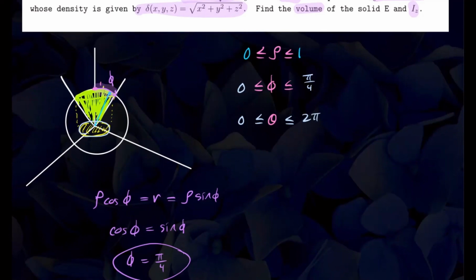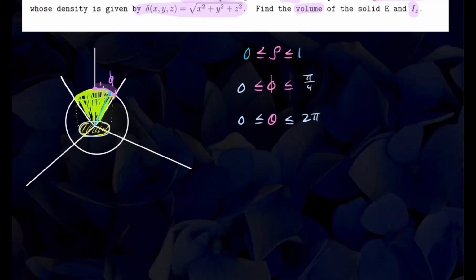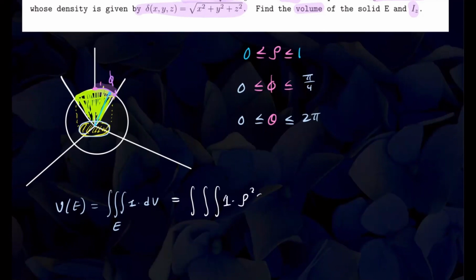Now let's go ahead and set this up. So we're going to set up a triple integral. The volume of the solid E is going to be the triple integral over the solid E, we're using E in this case, of 1 dV. So we will write this in spherical coordinates. Our integrand will be 1 times dV. dV, we know, is rho squared sine phi d rho.